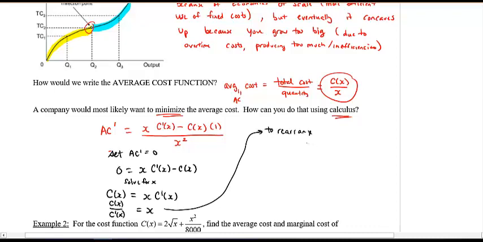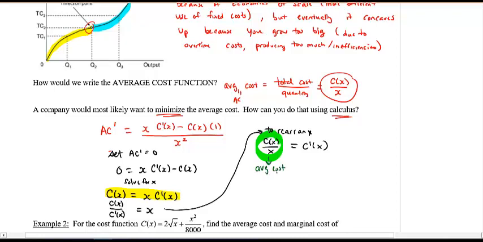I could have had C prime of x being equal to C of x divided by x, right? That's me taking this line here and isolating for C prime. Now this is interesting because what is this lovely expression again? C of x over x? That's the average cost. Right. This is the expression for average cost.